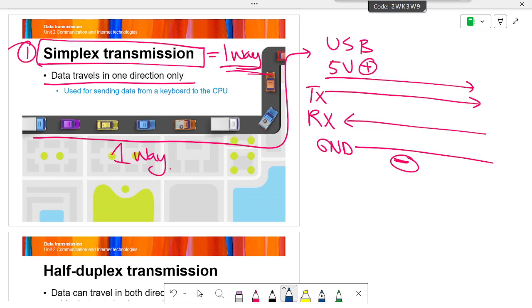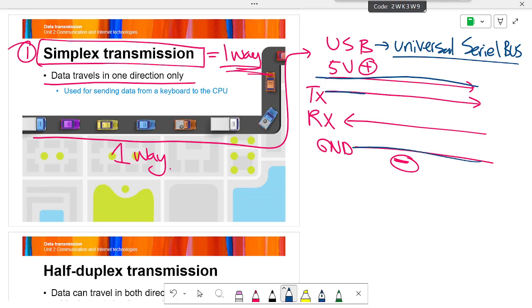That's 4. USB stands for universal serial bus. And it's the most common, it's plug and play. In fact, universal serial bus has 4 wires. One is the positive, one's the negative, and then we have transmit.